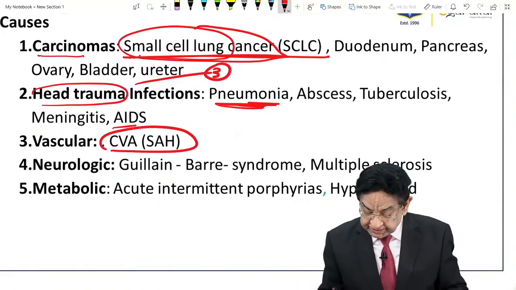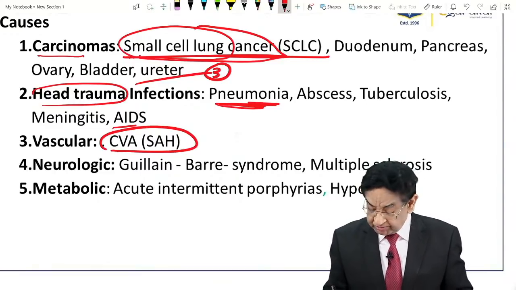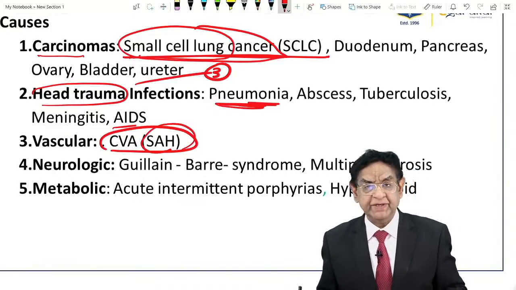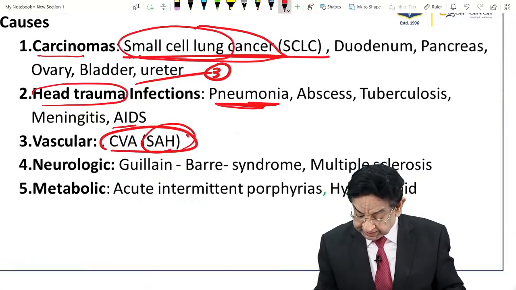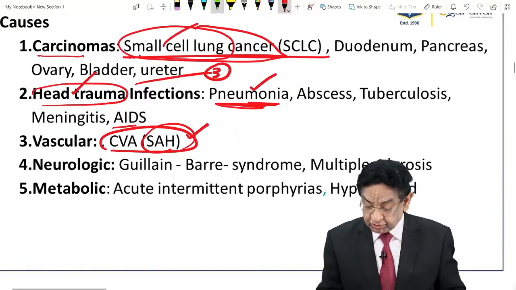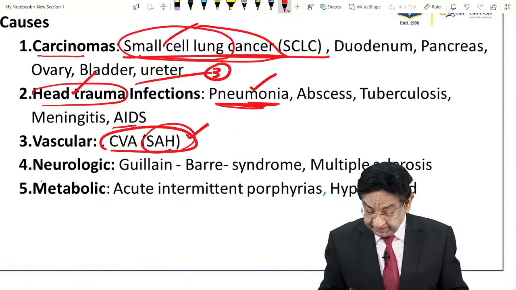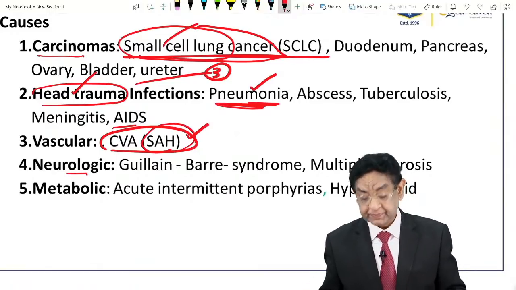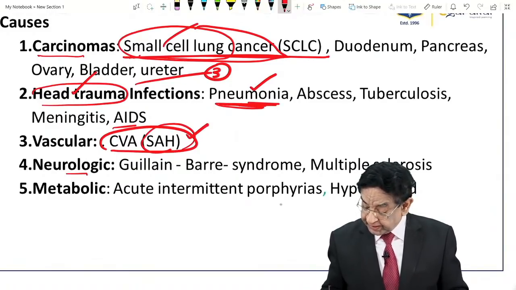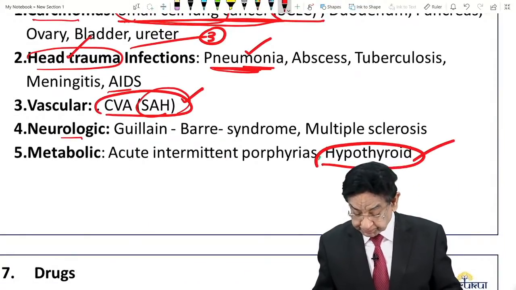Of course, head injuries; vascular means stroke, and out of this also subarachnoid hemorrhage. Very, very important. Don't forget this. Don't forget trauma. Don't forget small cell lung cancer. Then we have neurological conditions, and metabolic causes like porphyria and hypothyroid, very, very important.